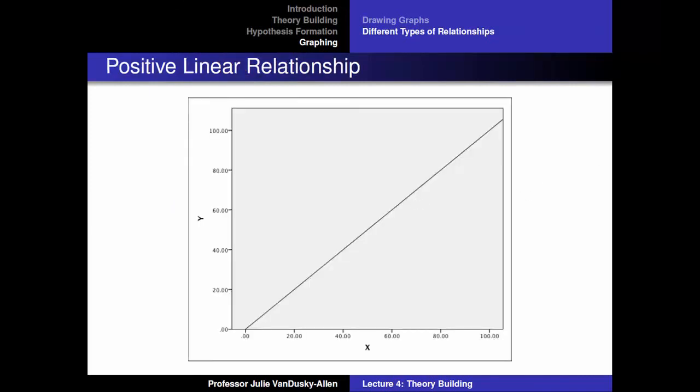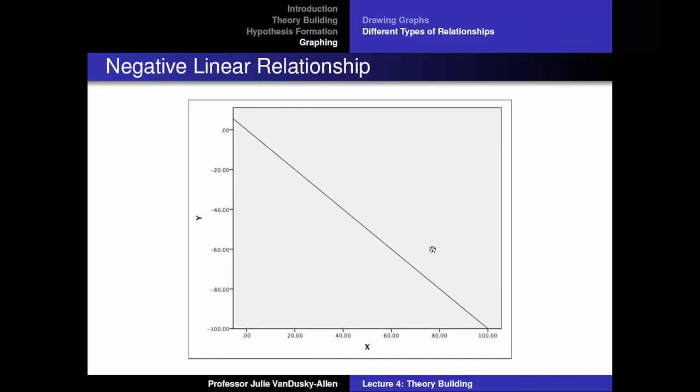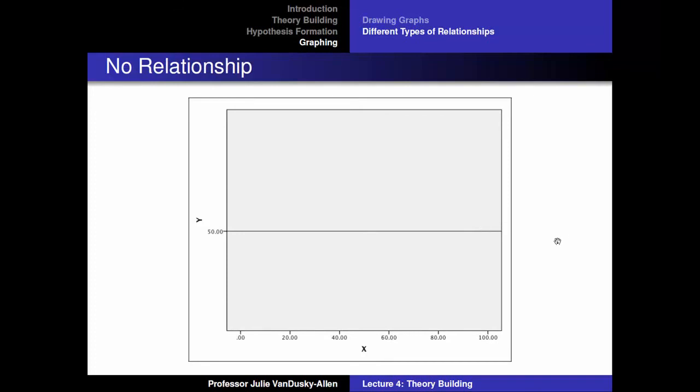As you can see in this slide, this is a positive linear relationship between the independent and dependent variables. As x increases, y increases at a constant rate. As you can see in this slide, this is a negative linear relationship between x and y. As x increases, y decreases at a constant rate. And in this graph, there is no relationship between x and y. As x increases, y stays the same.